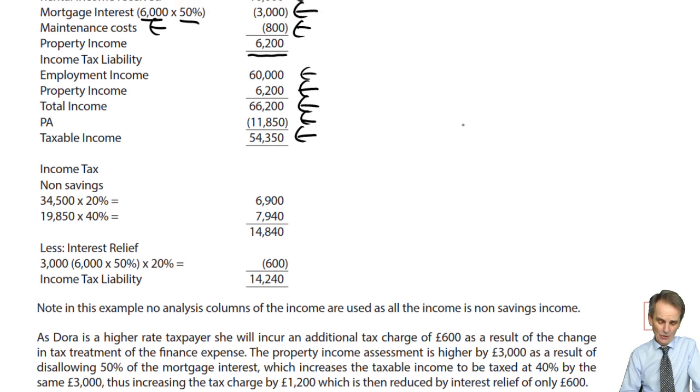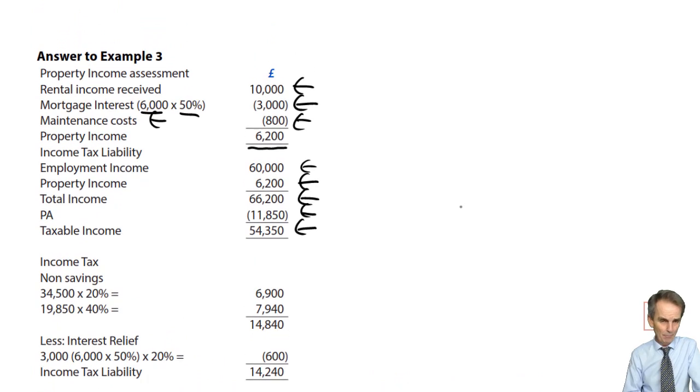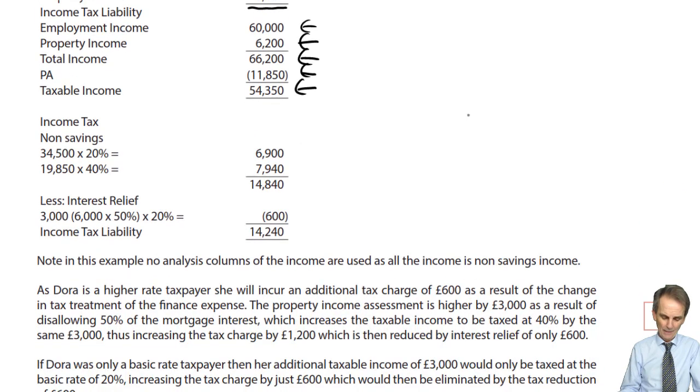All of that income is non-savings. You can see here that I haven't bothered with any analysis columns. Again, what you'd be looking at would be probably an objective testing exercise here, though quite a lot for 2 marks. An objective testing exercise, so there's no marks for workings, as it were. What's our basic rate band? 34,500. Basic rate 20%. There's the first figure of tax.